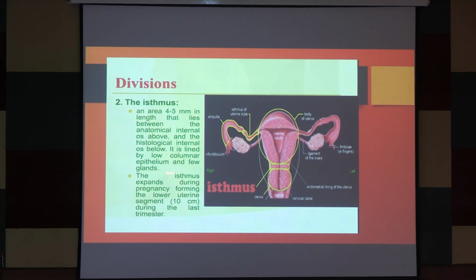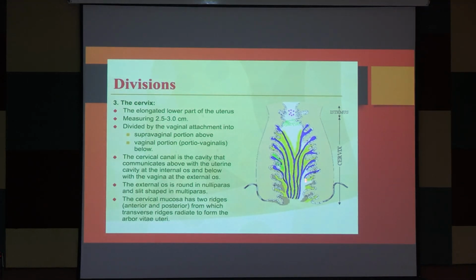The lining of the endometrium is coming later on; the isthmus is lined by low columnar epithelium, and the cervix is columnar but not ciliated, and these are also columnar cells. So all are columnar but not ciliated. During pregnancy, the lower uterine segment forms, which is 10 centimeter during the last trimester. That is already stated. And this is the lining of the cervix, what we call the endocervix, which has branching glands.